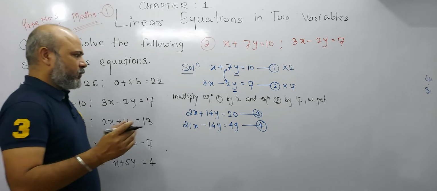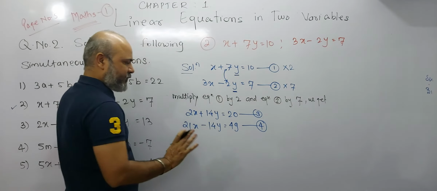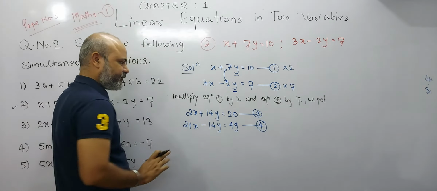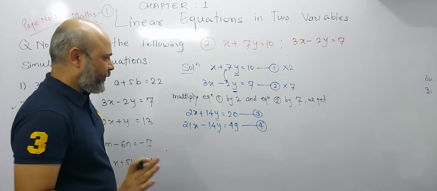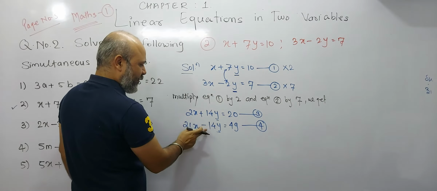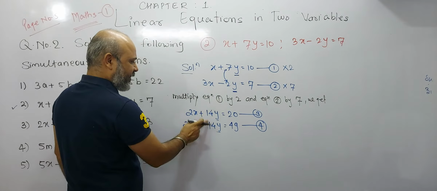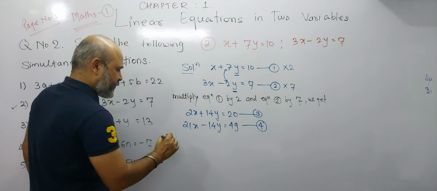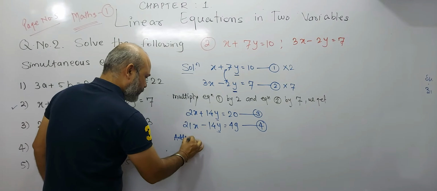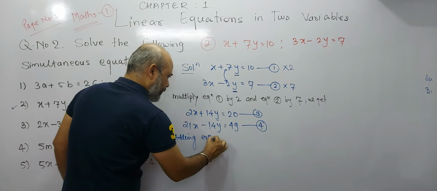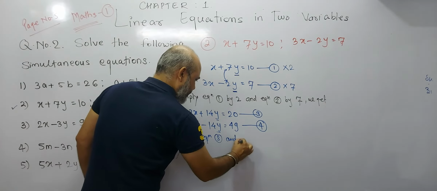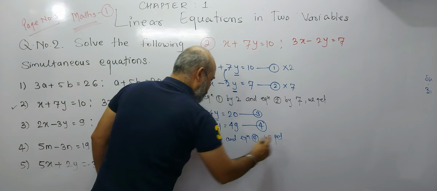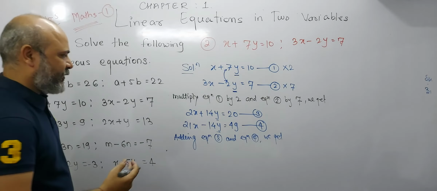Okay, so we want to eliminate variable y. Now student, for this variable y, the coefficient is now equal. You will check the sign, whether the sign is same or different. So here the sign is different. So when the sign is different, you are going to add. Clear? So I will write, adding equation 3 and equation 4, we get.